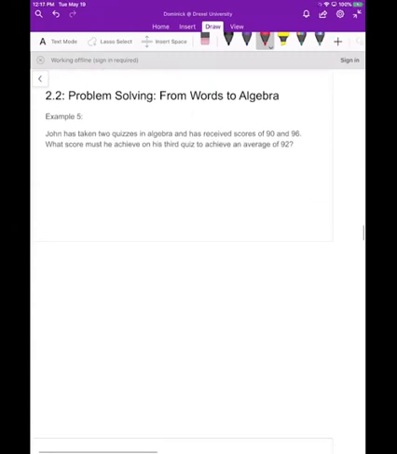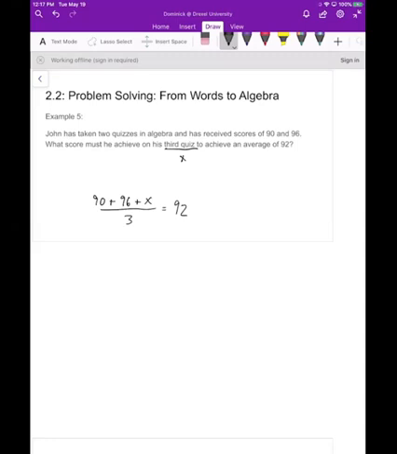Okay. Next example, we're told that John has taken 2 quizzes in algebra and has received scores of 90 and 96. Now we want to know what score must he achieve on his third quiz to achieve an average of 92. All right. So of course, how do averages work? Well, if I call this third quiz x, then I know that 90 plus 96 plus x divided by 3 would give me the average, right? And of course, we want it to be a 92.